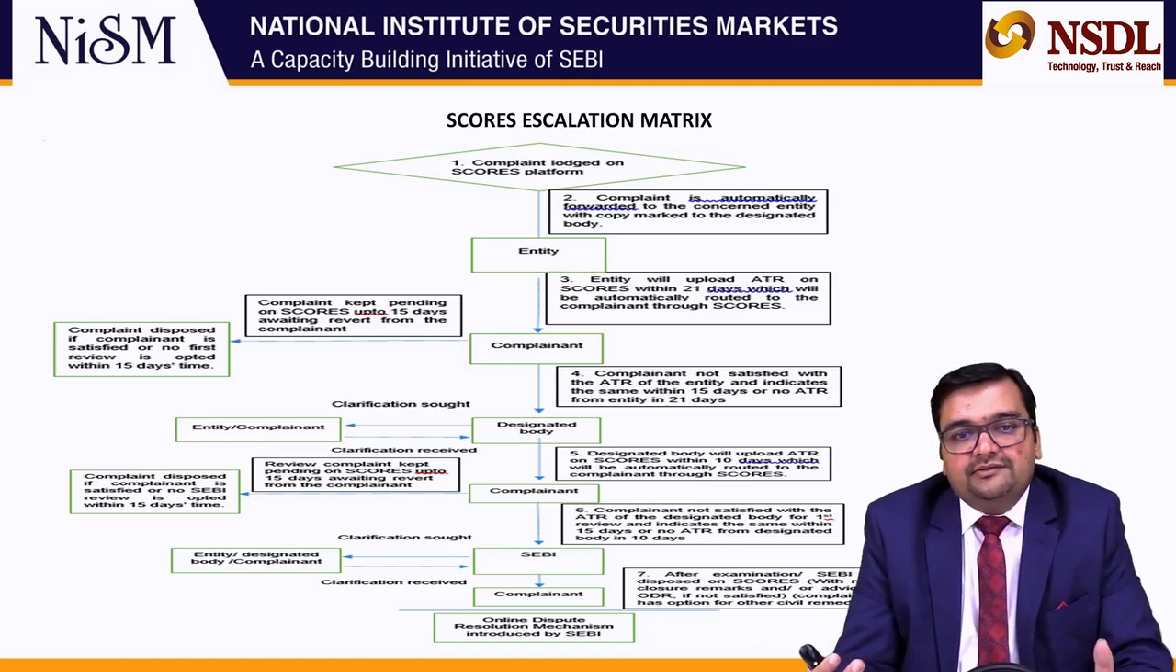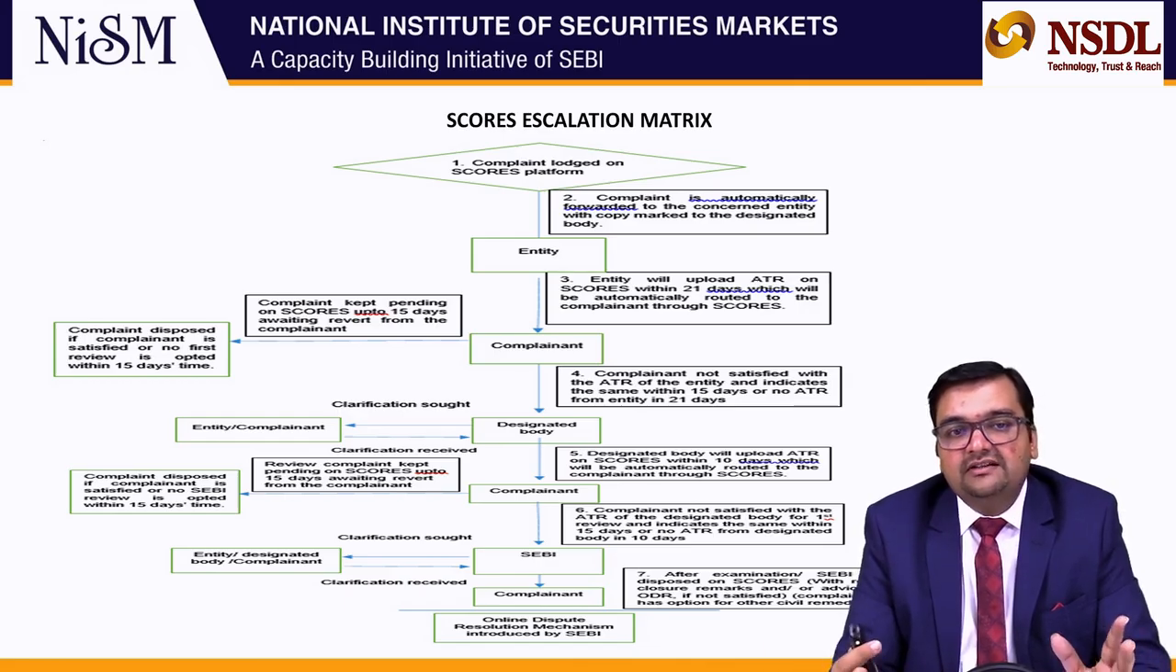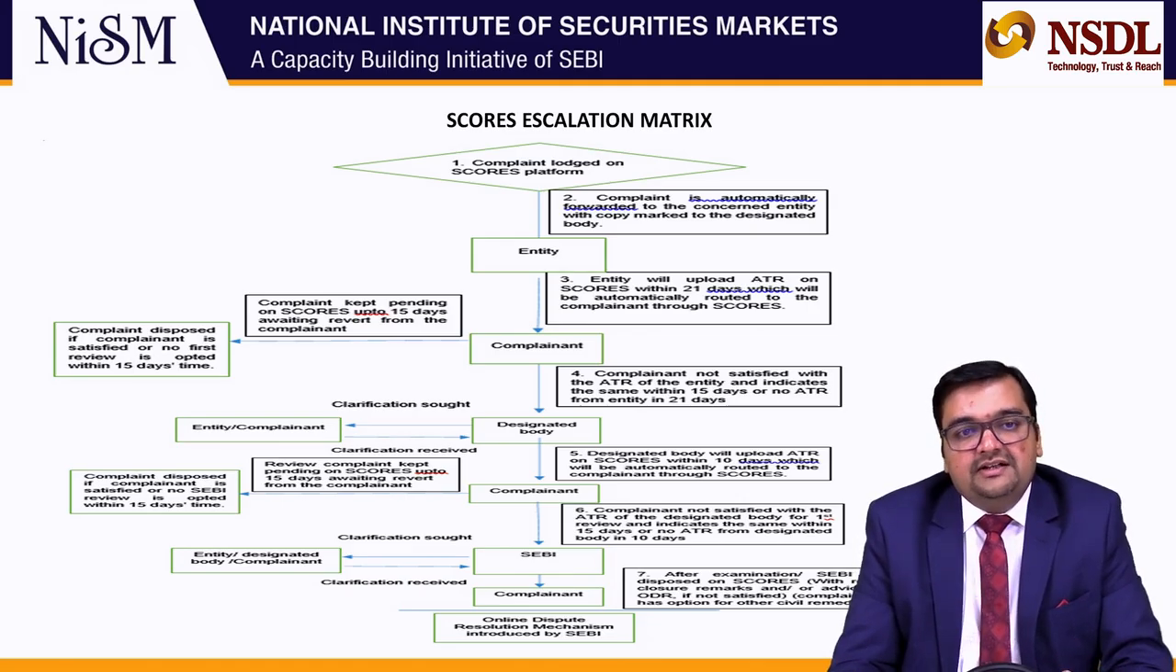Now, the market participant or the intermediary will review the complaint filed by the complainant and will give a response on the SCORES platform within 21 days. Once the response is received, it will again go automatically to the complainant on the SCORES portal, where the complainant can review the response. If the complainant is fine with the response, then the matter will be disposed of or closed. If he is not satisfied, he may ask for a review. In that review period, again the designated body will review the response and give a status reply to the complainant.